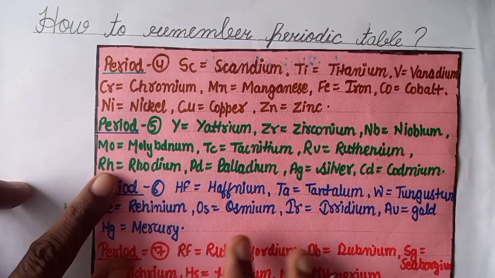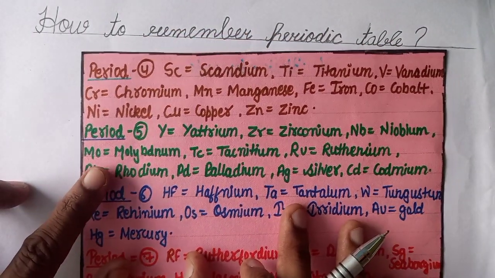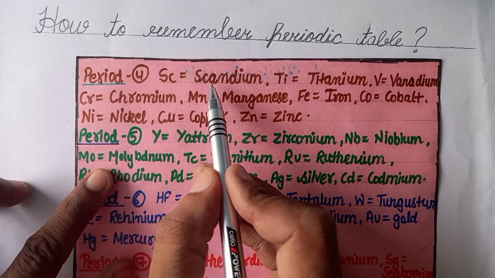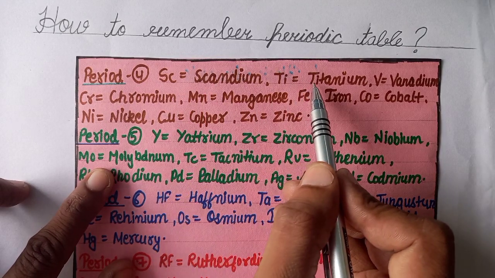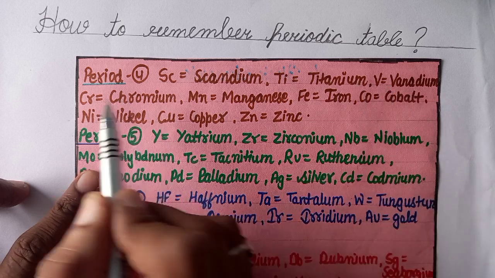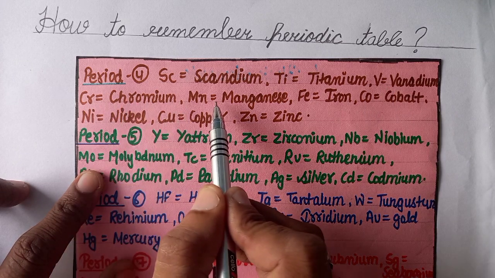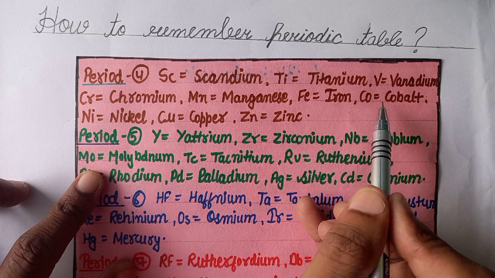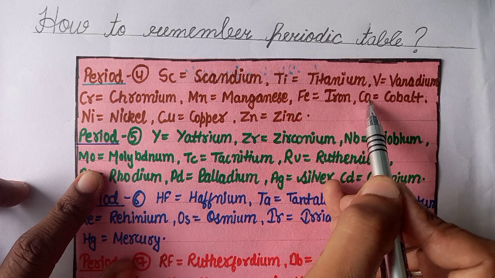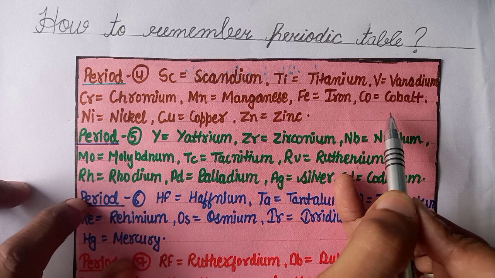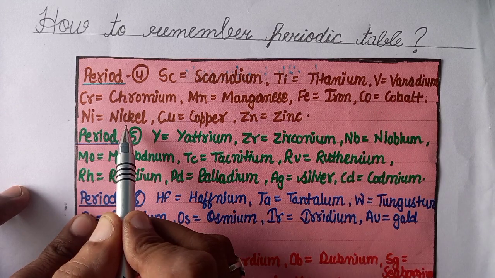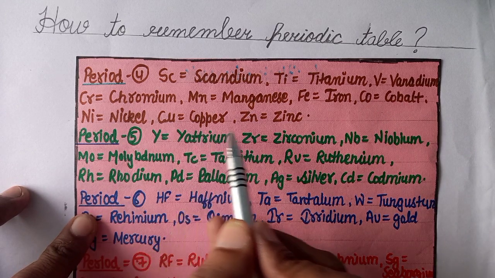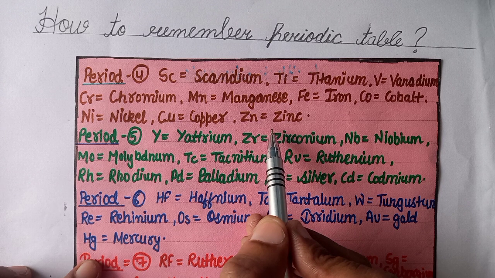in period 4. Elements are Sc for scandium, Ti for titanium, V for vanadium, Cr for chromium, Mn for manganese, Fe for iron, Co for cobalt, Ni for nickel, Cu for copper, Zn for zinc.